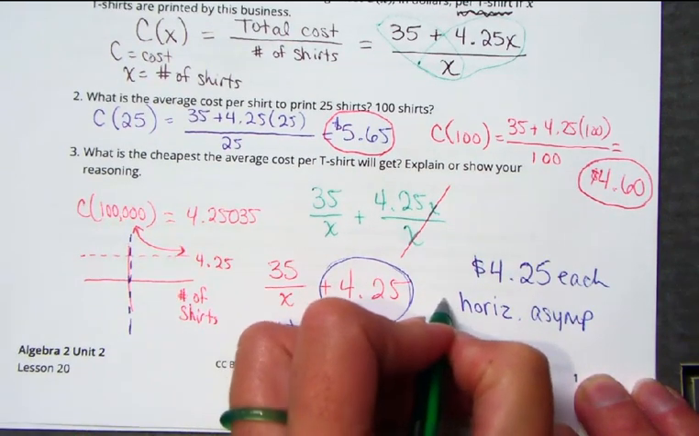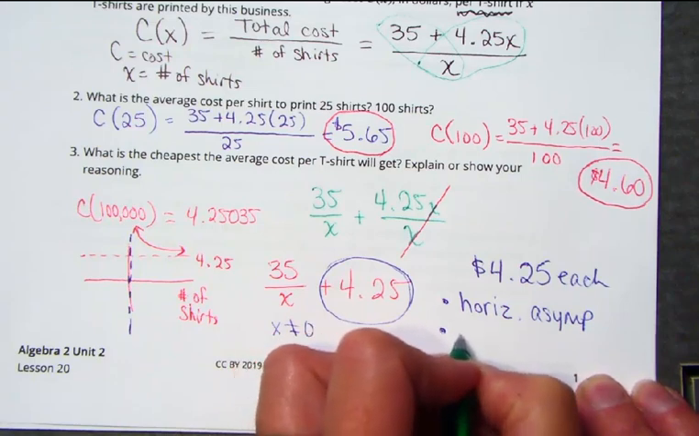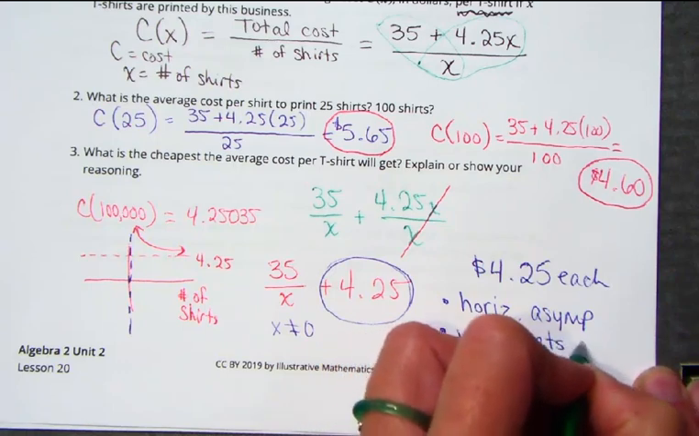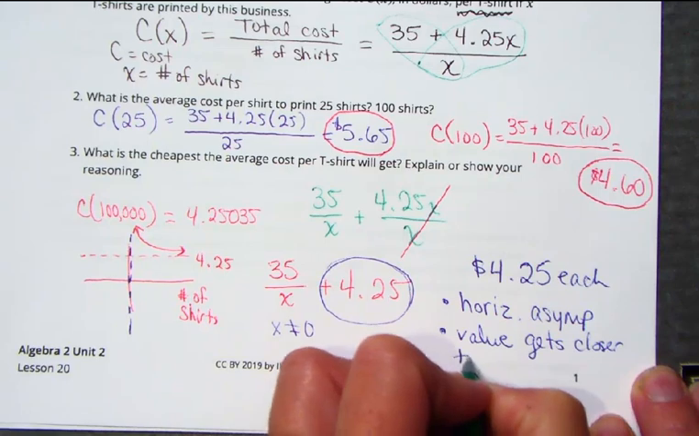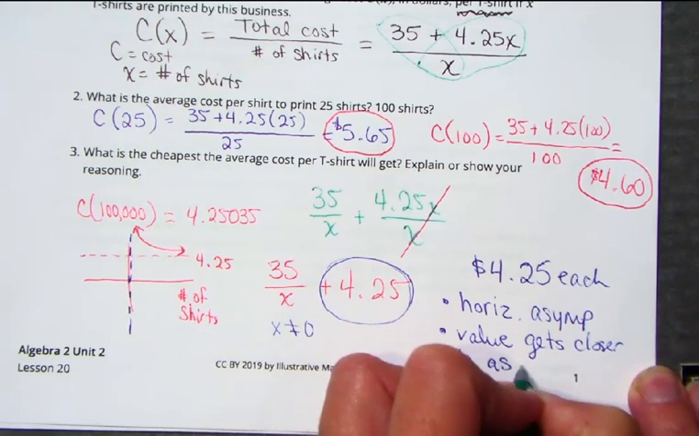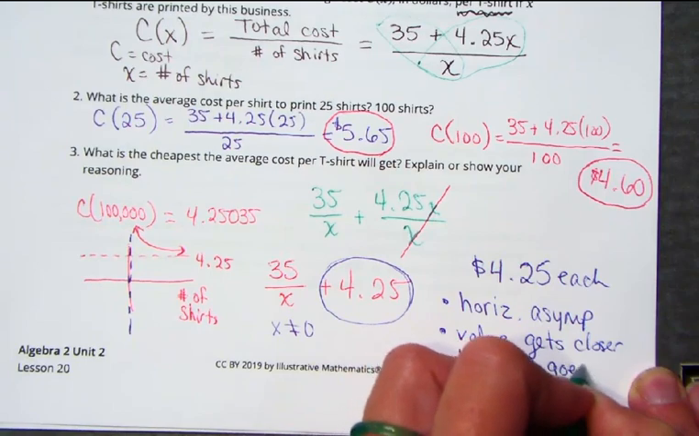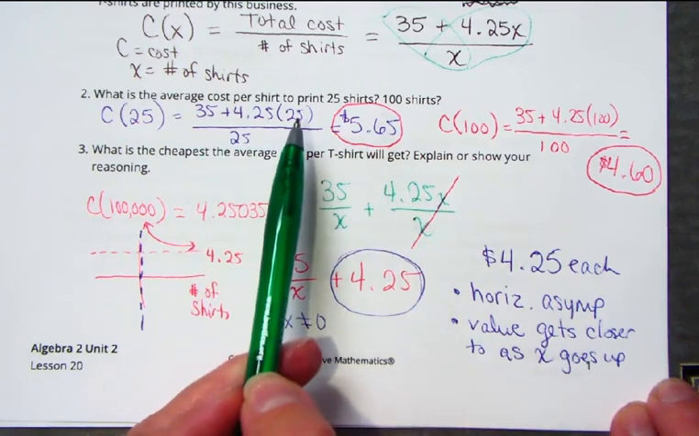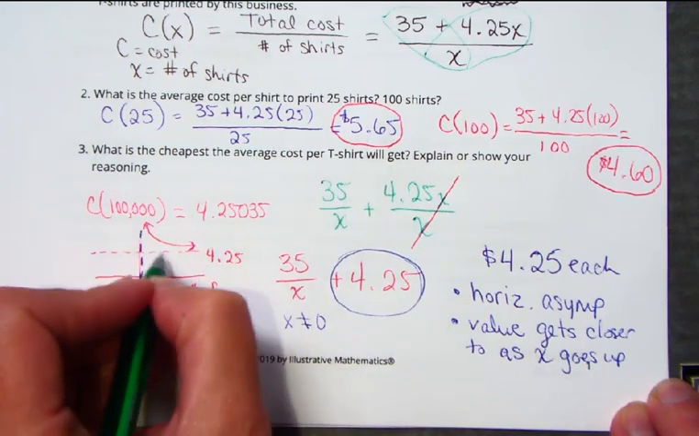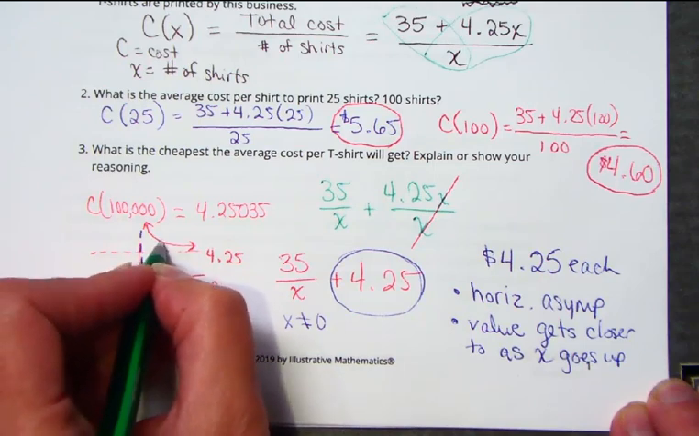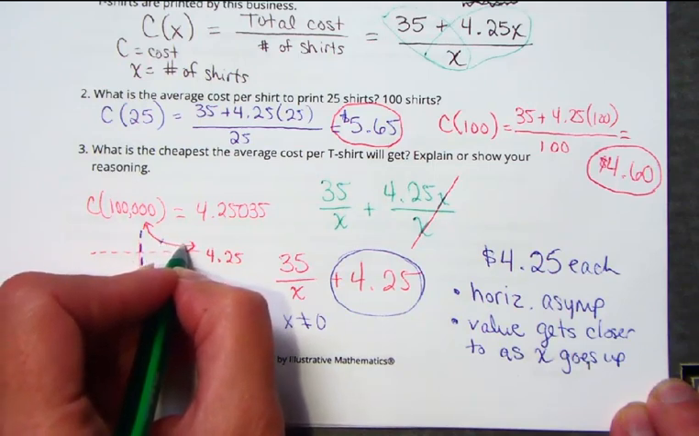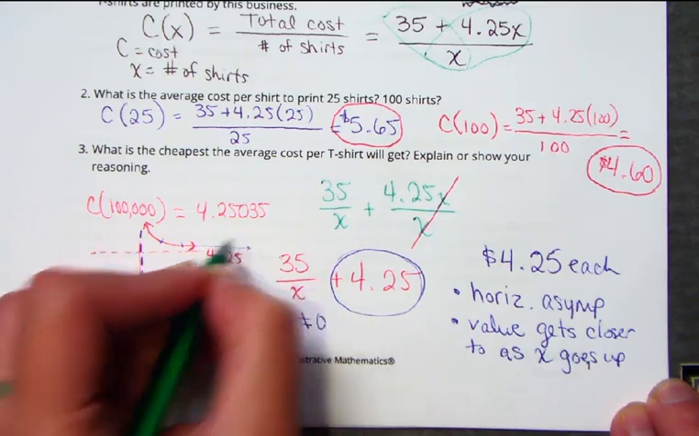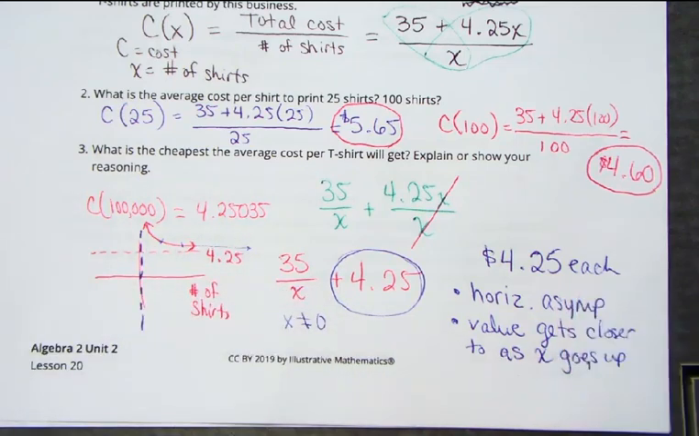And it is telling us the end behavior of our graph. That's our value that it gets closer to, as we buy more shirts, as x goes up. So we can see already at 25 shirts, it's down to $5.65. That's going to be somewhere right about here, because it's above $4.25. As we order 100 shirts, we're looking here at about $4.60. But it keeps on going down, down, down, and closer and closer, but it will never cross $4.25. That's the minimum it'll ever get.